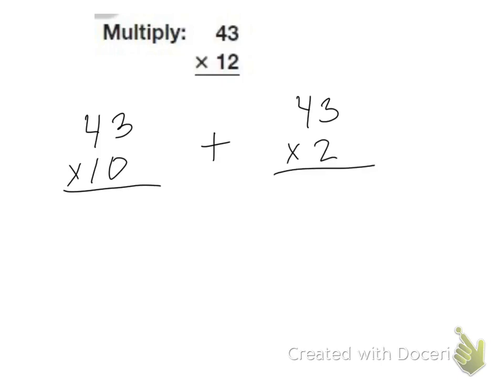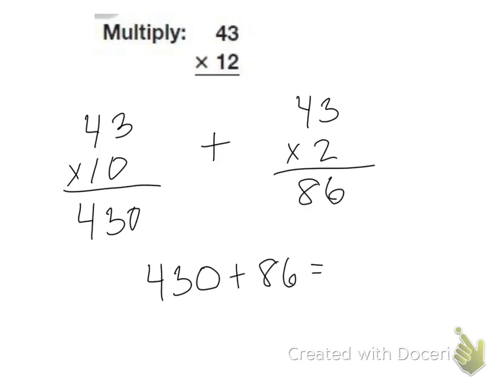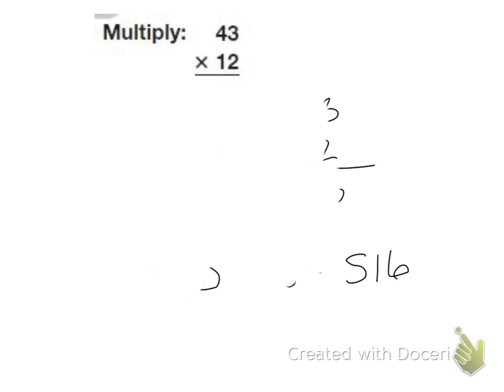Okay? So 43 times 10 is 430, and 43 times 2 is 86. Then I would have to add that together. 430 plus 86 equals 516. Now, when we multiply by a two-digit number, I don't have to separate the problem into two before I start. Okay? I can also just do it all together.